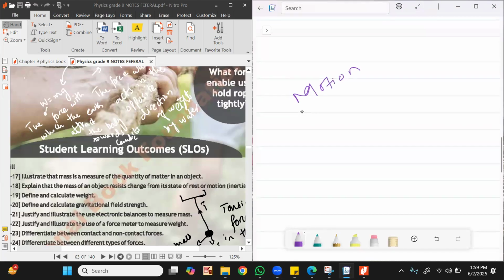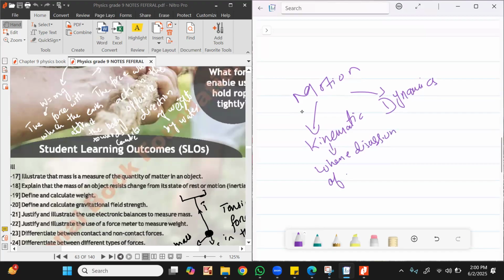Motion is basically divided into two parts: kinematics and dynamics. Kinematics is the one where discussion or mention of force is not important. We would not discuss the application of force in this type of motion. Whereas when it comes to dynamics, it's mandatory to discuss force.